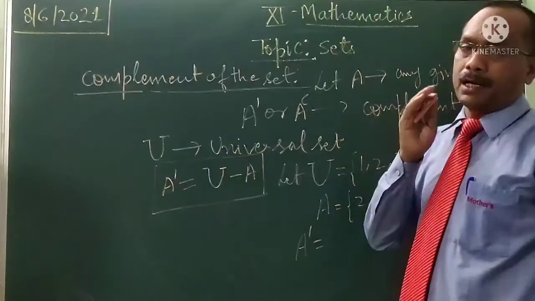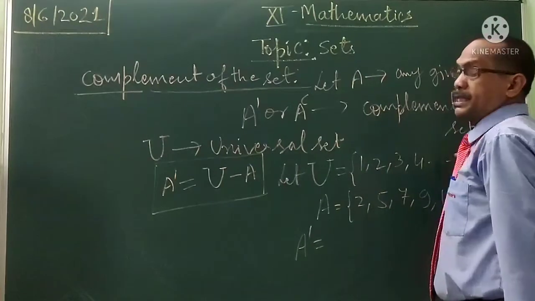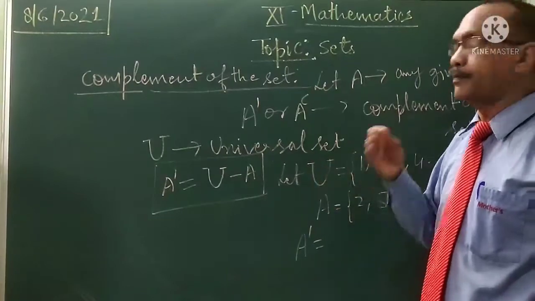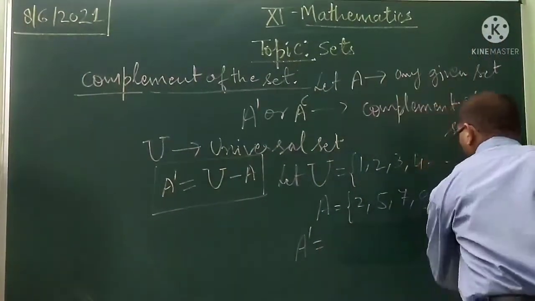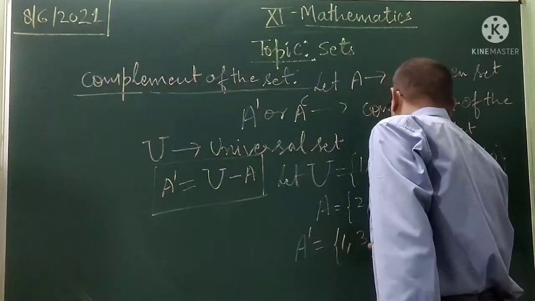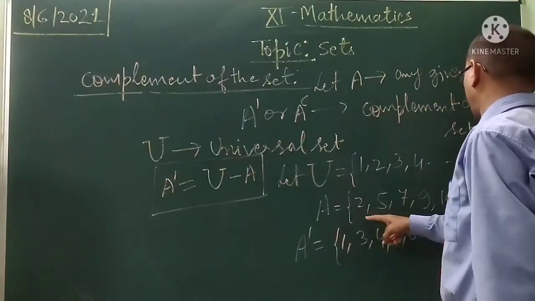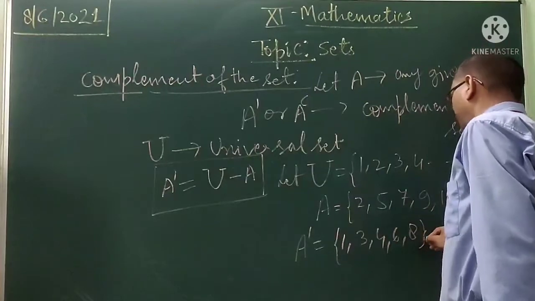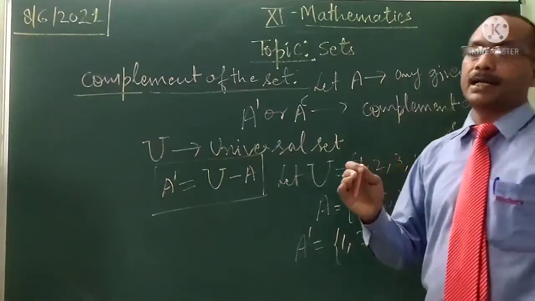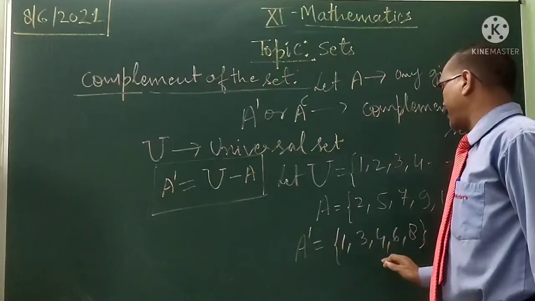Then A complement is the set of elements which are in the universal set but do not belong to the set A. So it is the set having elements 1, 3, 4, 6, 8. There are 5 elements, and A also has 5 elements. So these elements belong to the universal set but do not belong to the given set.